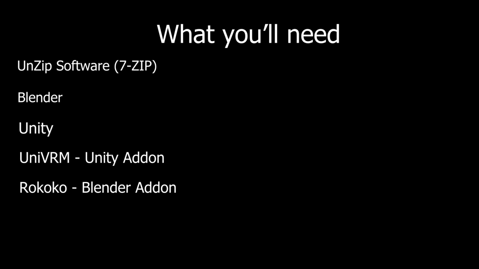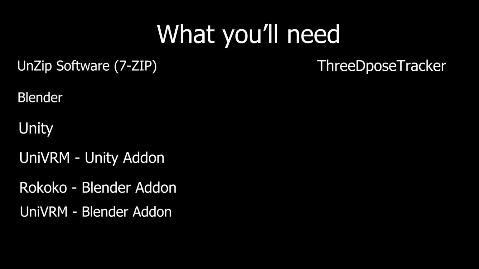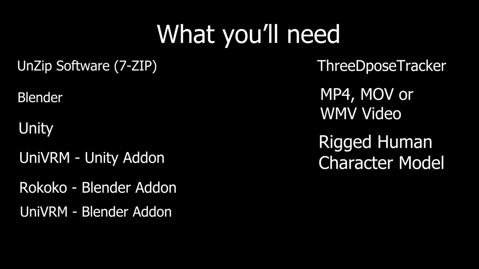The second Blender add-on you need is called UniVRM. This will allow you to import VRM files into Blender. You will also need a 3D pose tracker. This is where we'll get our motion capture data. Finally, the last two things, you'll need a video of animation in MP4 format. You'll also need a character model with a skeleton that has already been rigged.